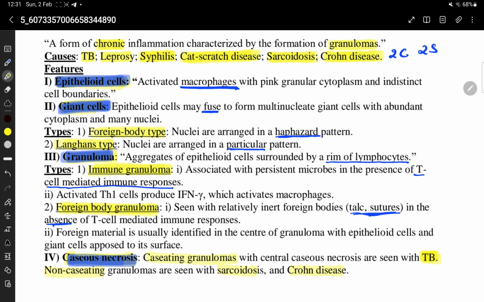Third is granuloma, two types: immune granuloma in the presence of T-cell mediated immune response, and foreign body granuloma in the absence of T-cell mediated immune response. And the last feature is caseous necrosis. Scintillating granulomas are seen in TB, and non-scintillating granulomas with sarcoidosis and Crohn's disease.